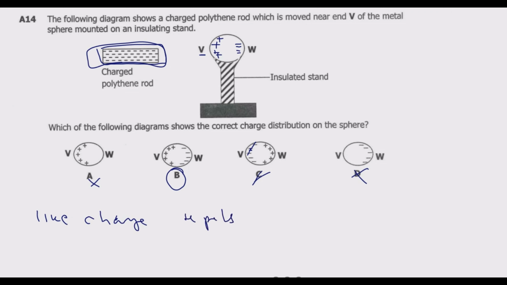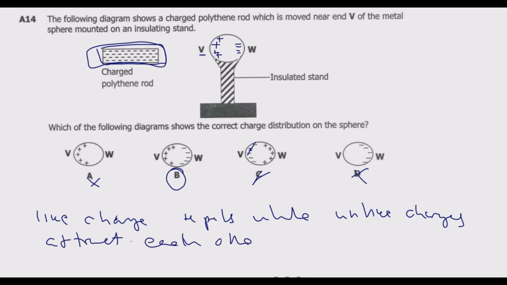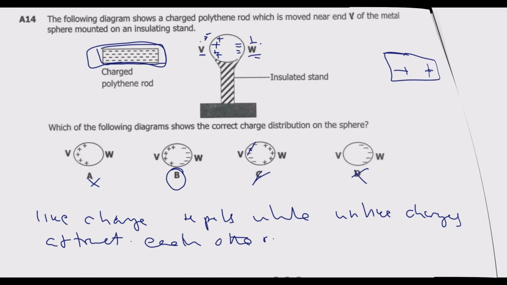So like charges repel, while unlike charges attract each other. So take note of this principle. Once you know this principle, you notice that this will be a simple question. So if a positive was going to be brought near it, what you discover is the negatives are going to come here, then the positive will be repelled in the other direction. So you need to know that.